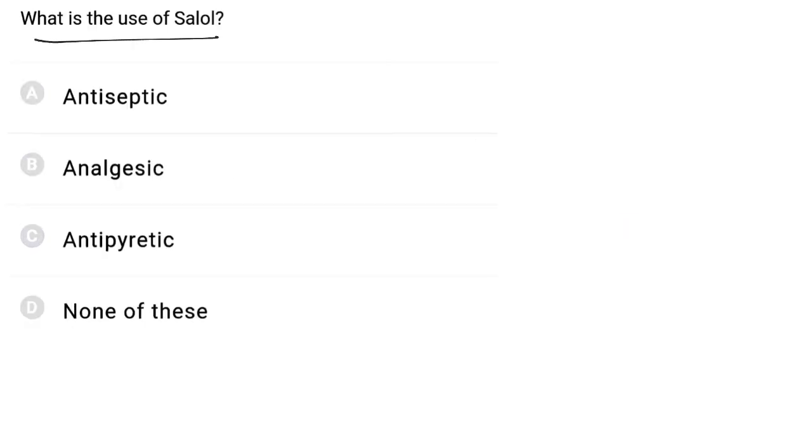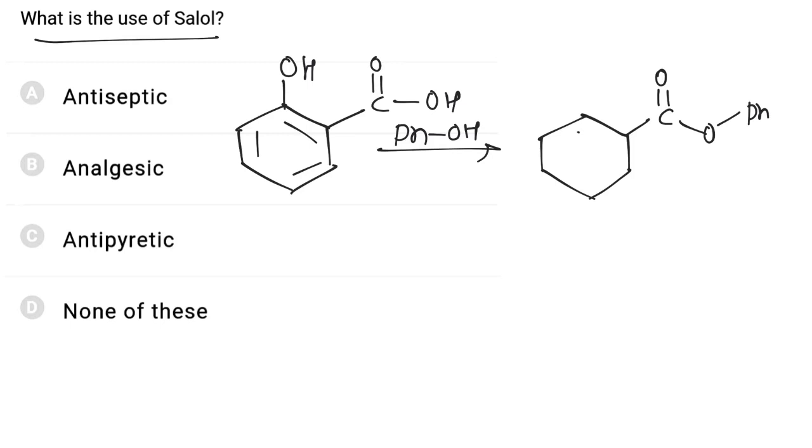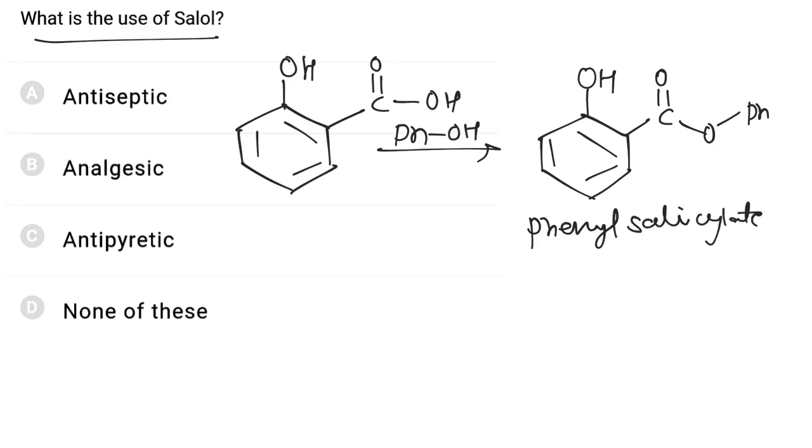What is the use of salol? So now salol is prepared when salicylic acid, now this molecule is salicylic acid, is treated with a phenol molecule, and an esterification reaction takes place. Salicylic acid forms an ester linkage with phenol, so that it will give phenyl salicylate. Now this molecule is phenyl salicylate, which is commonly known as salol, and salol is normally used as an antiseptic, and hence the correct answer is A.